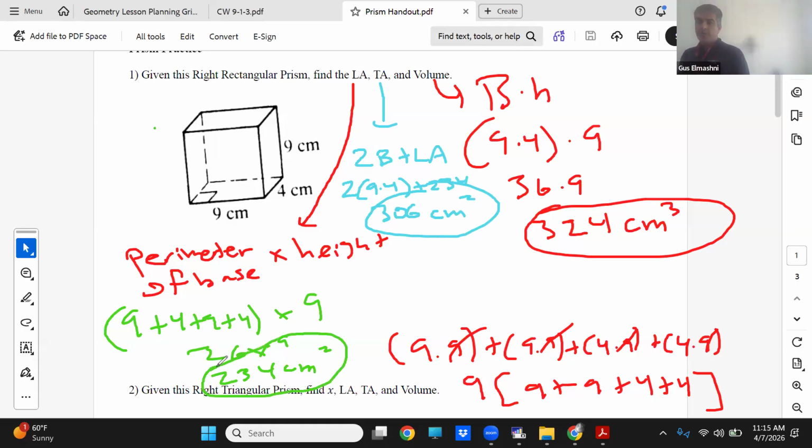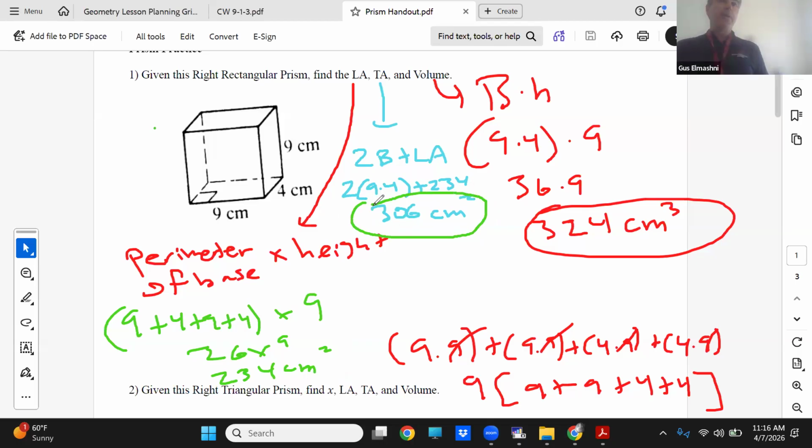So that's the process you want to go through. Perimeter times height, twice the base plus the lateral area, and base times height to get the volume. With that said, let's see how number two goes. I'll give number two a shot. Okay, that's 2 times 9 times 4 plus, oh, I covered it, 234, because 234 is what we got for the lateral area in green.